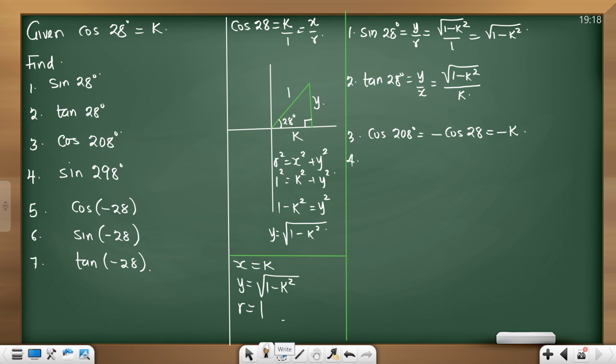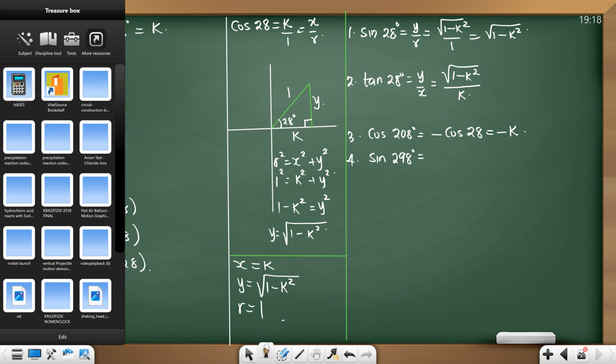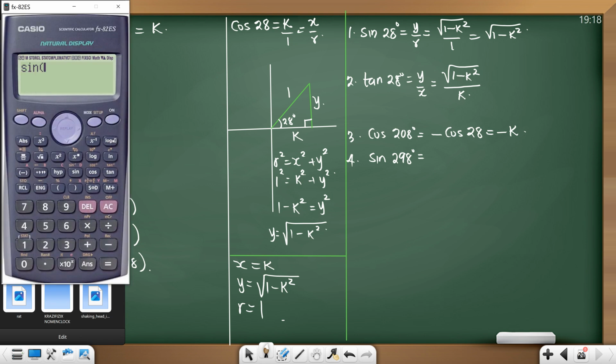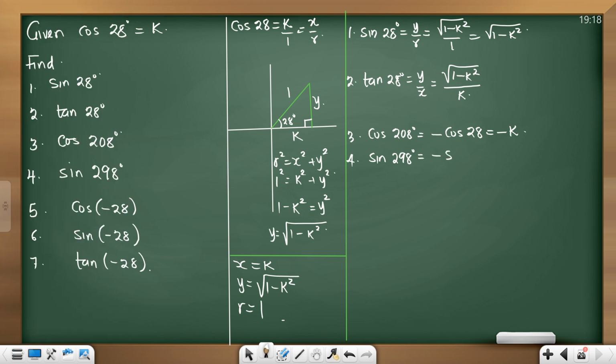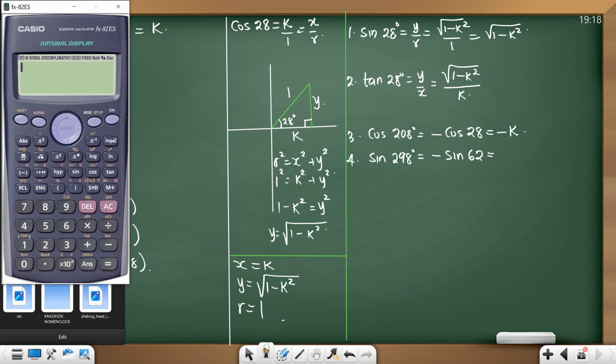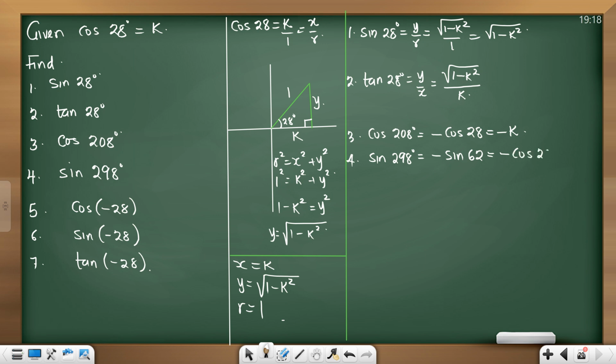Okay, let's move. Sine 298. Remember, you can use your calculator, which I've taught you how to do: shift, sine, answer. It's giving me negative 62, but I don't have 62 here. I am quickly going to check. What is 62 plus 28? Will that give me 90? If it gives me 90, then I can change this to 28. But when I change to 28, I must also change the trig ratio.